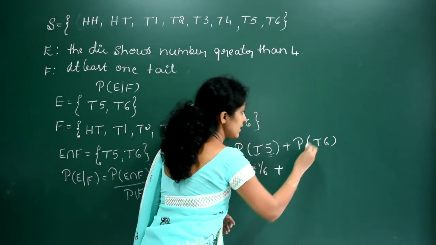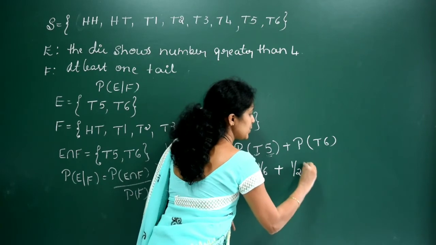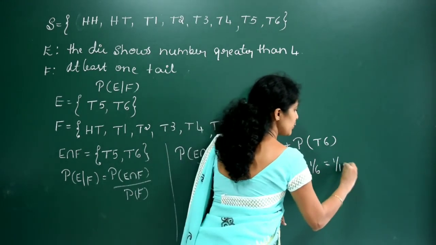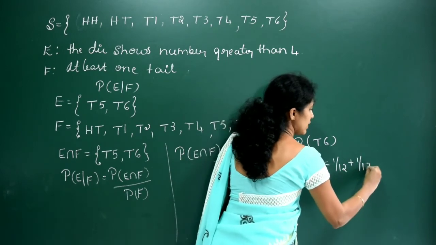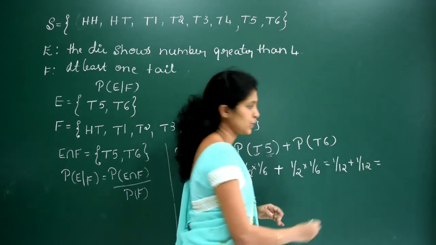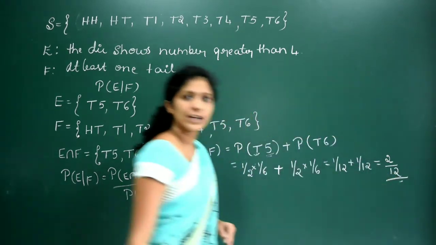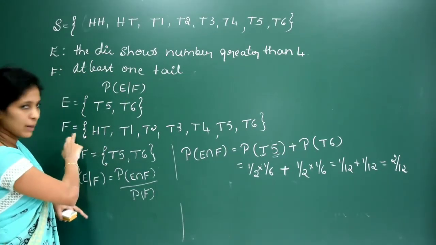Plus similarly here P of T will be 1 by 2 into 1 by 6, so this is equal to 1 by 12 plus 1 by 12. 1 by 12 plus 1 by 12 will be 2 by 12. This is the probability of E intersection F. Now we will find the probability of F.